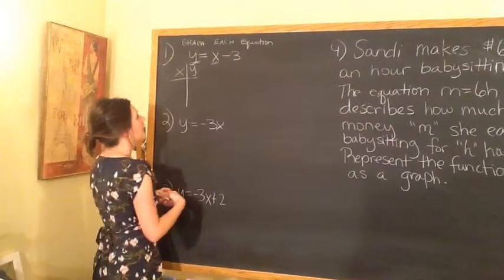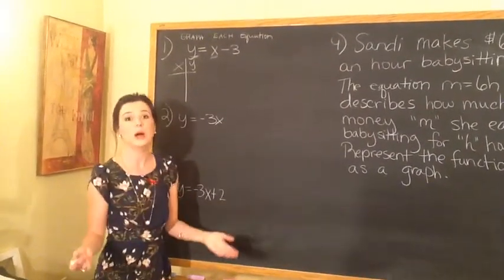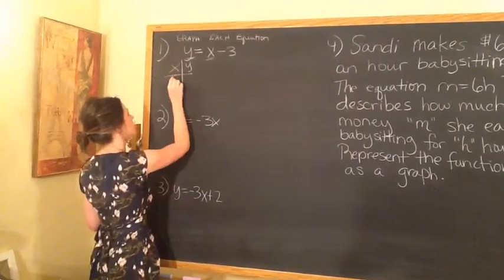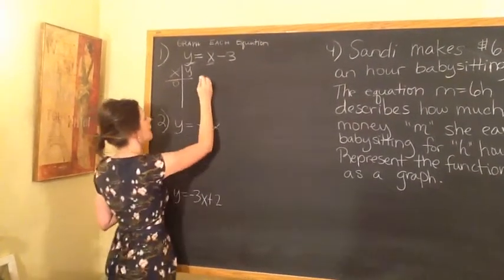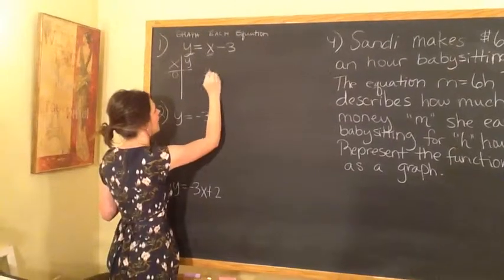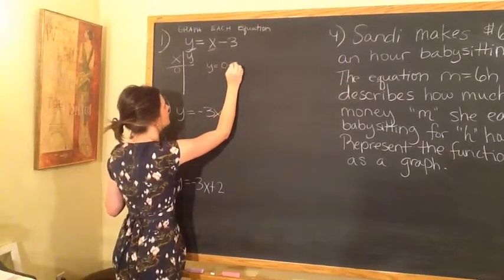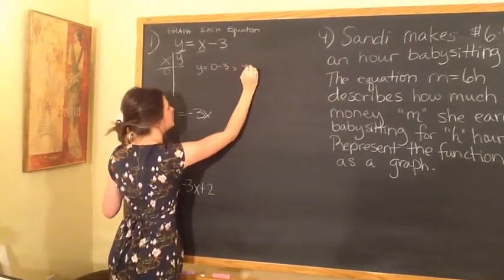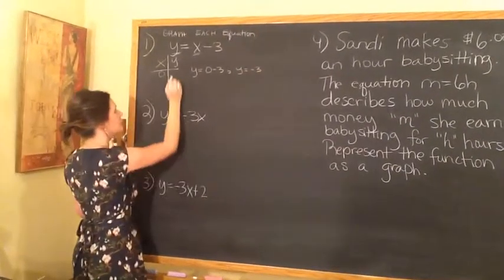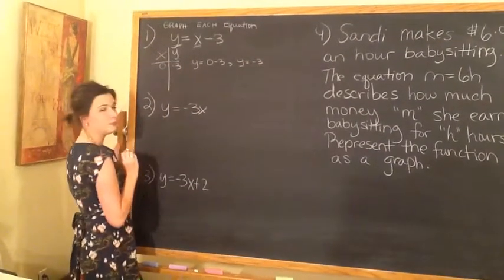You can choose any numbers you want. So I'm going to choose 0 for x. If I put a 0 in for x, that means I'm going to have y equals 0 minus 3. So y is equal to negative 3. So our y value is negative 3.